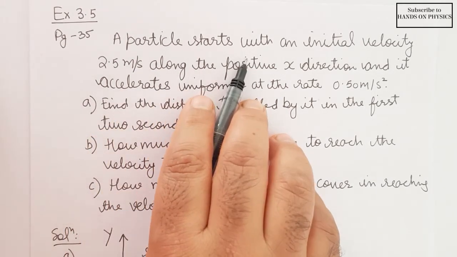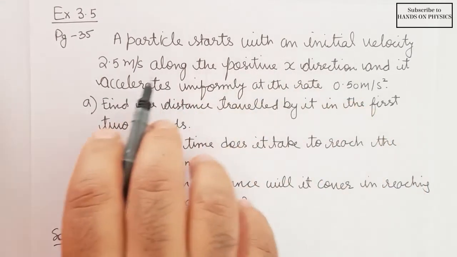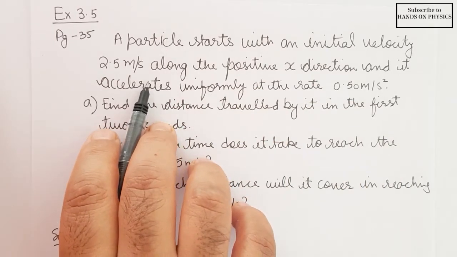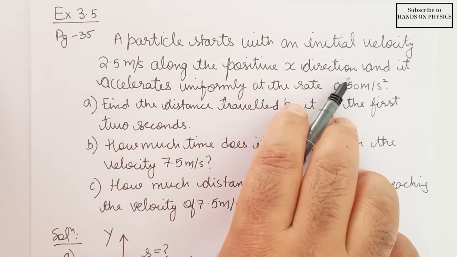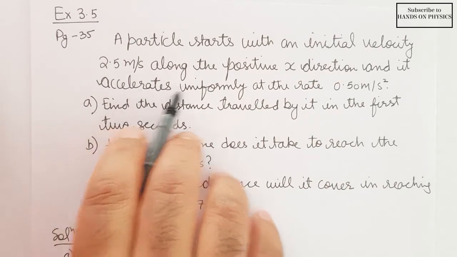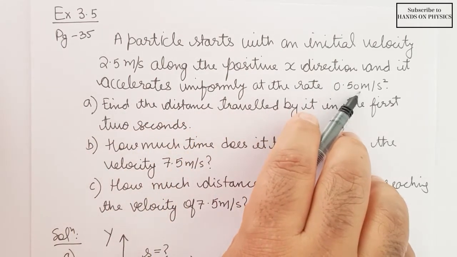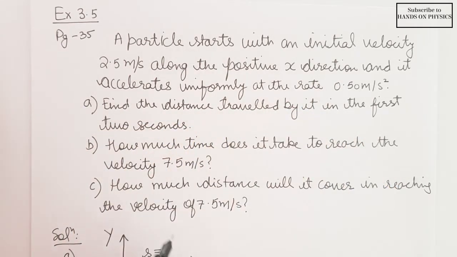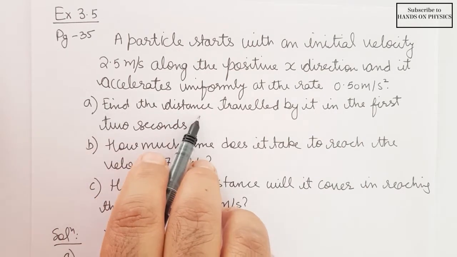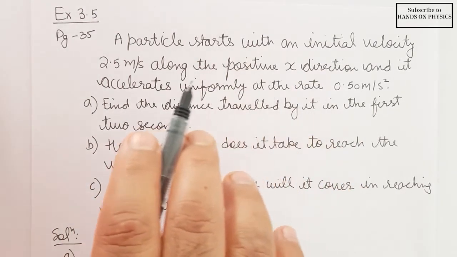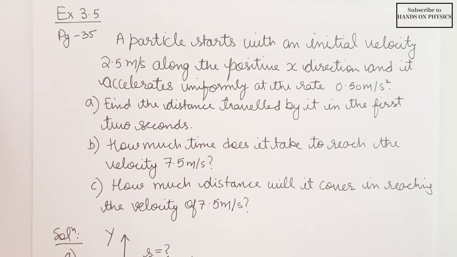A particle starts with an initial velocity 2.5 meter per second along the positive x direction, and it accelerates uniformly at this rate 0.50 meter per second square. You have to find the distance traveled by it in first 2 seconds. Step by step we will do this question.